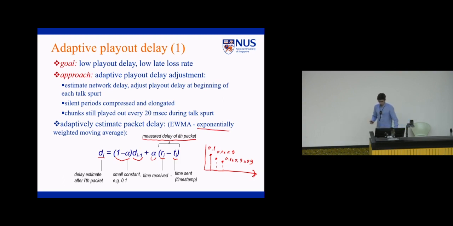So this, when you think about it, gives you an estimate of the delay with more weight given to the more recent packets and less weight given to the older packets. Let me repeat that. Again, this is just an example. You can use other methods. Perhaps you can use machine learning to estimate what the delay will be for the future packets.